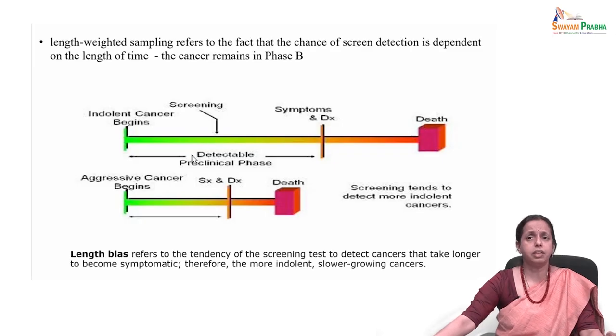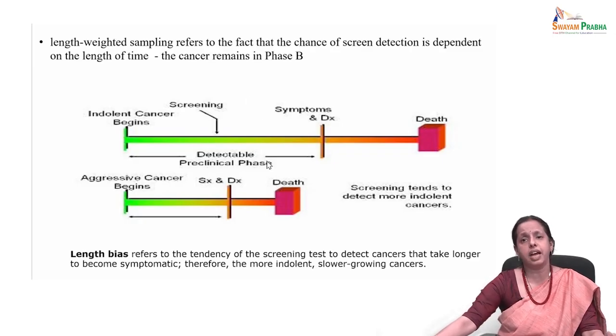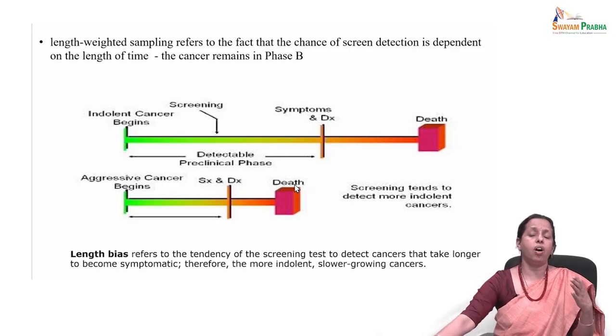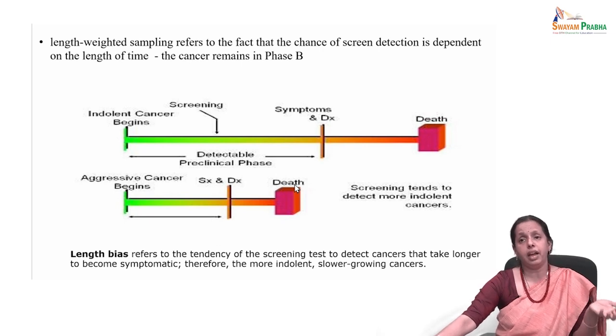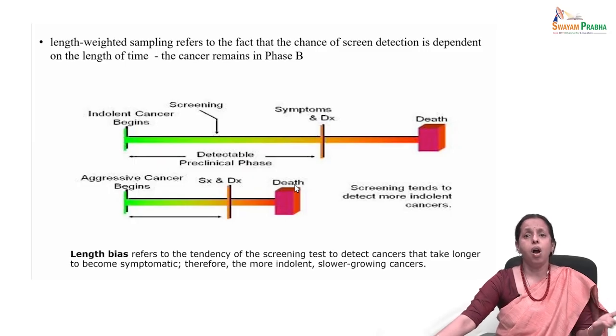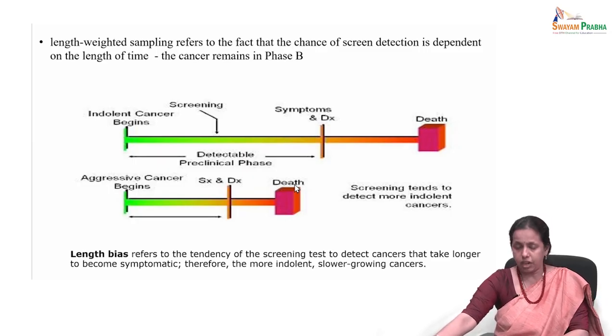So, the survival in patients with screen-detected cancers is longer, in part perhaps because screen-detected cancers are less aggressive. Or the improved survival could be totally attributed to early treatment and a better clinical outcome, or it may not even be attributed to that. This is what we call length bias also.